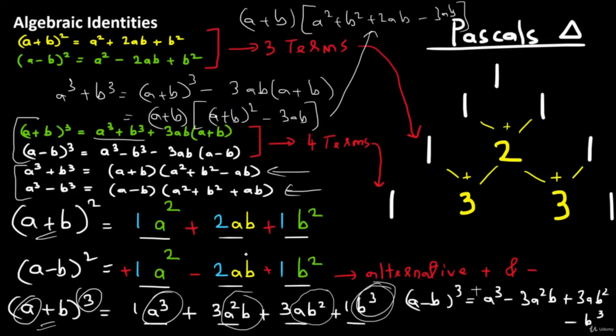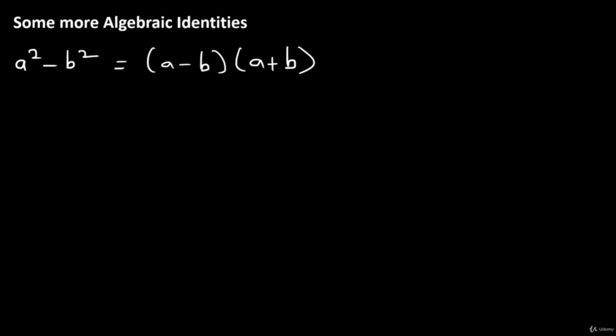Now if you just put your mind to it, you can easily learn these by heart. It's helpful to know this and have them ready at your fingertip. Alright, now let's see some more algebraic identities. The next important identity is a square minus b square can also be written as a minus b into a plus b. Alright, now let me relate this with geometry.